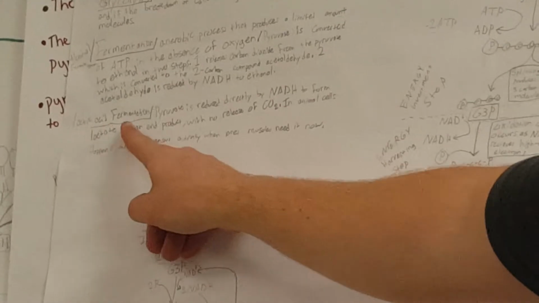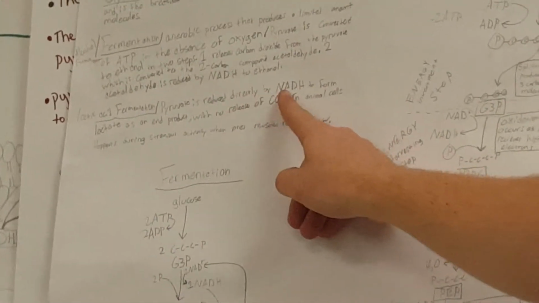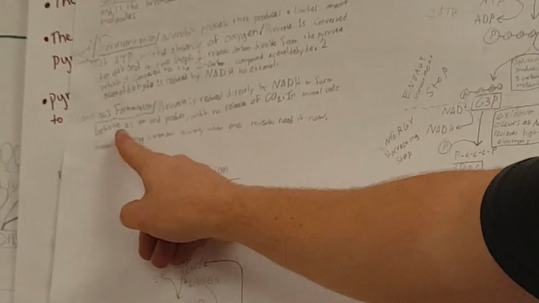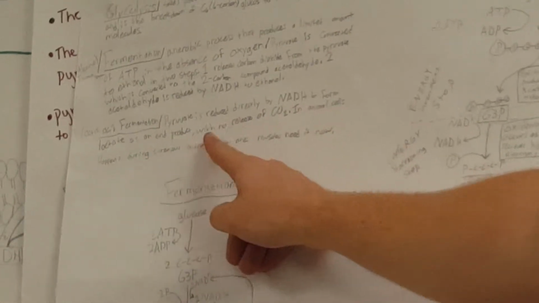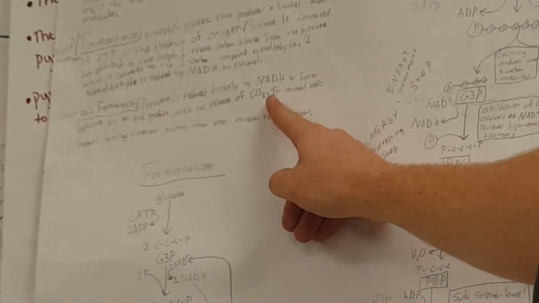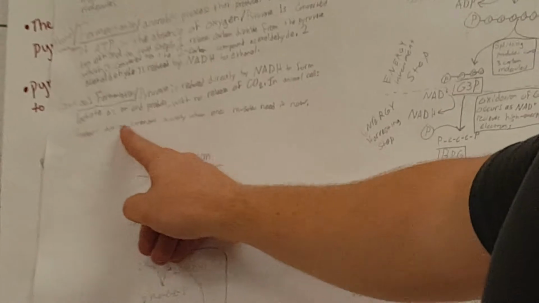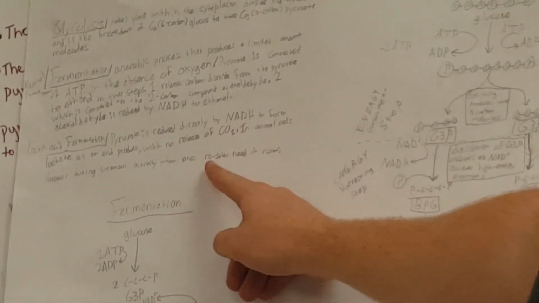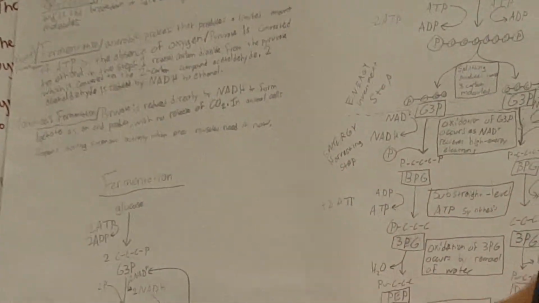Lactic acid fermentation. Pyruvate is reduced directly by NADH to form lactic acid as an end product with no release of CO2. This happens in animal cells, and it happens during strenuous activity when one's muscles need energy immediately.